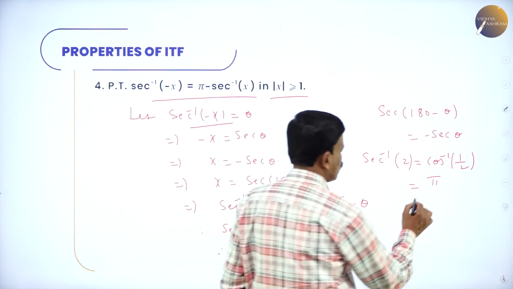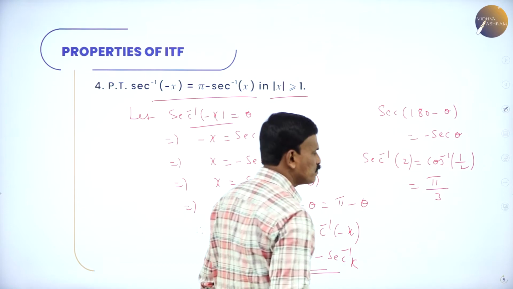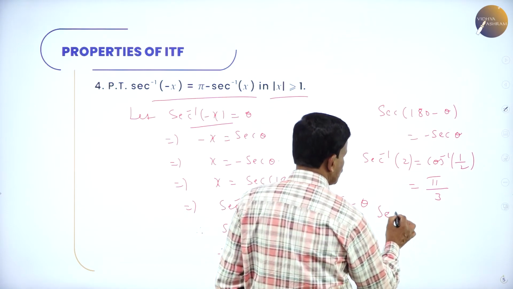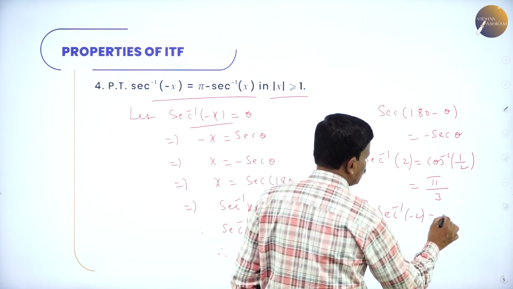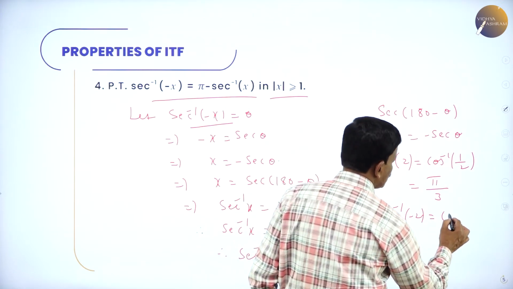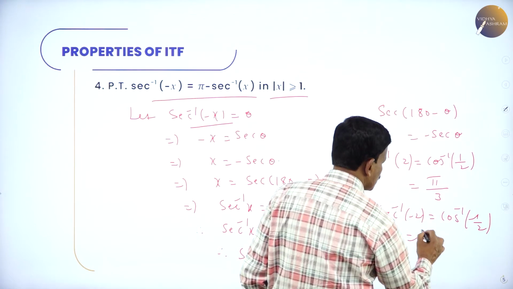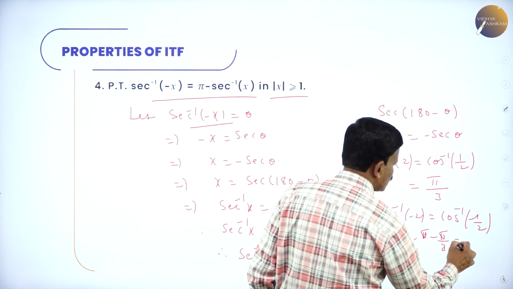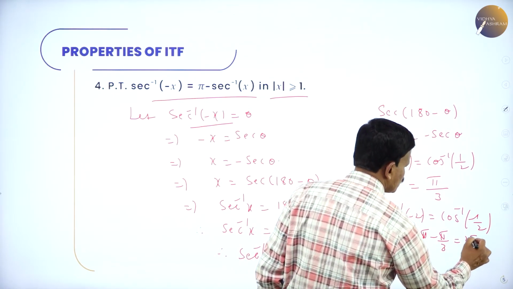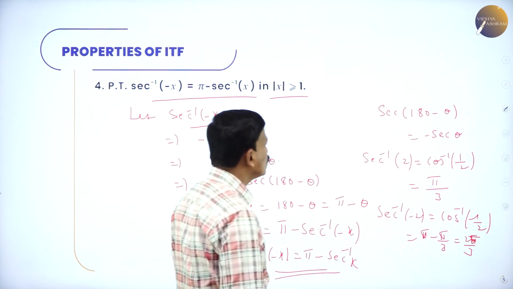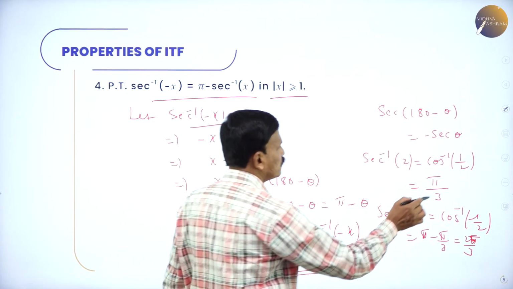Cos 60 is equal to 1 by 2. This can be written as pi by 3. Suppose it is secant inverse of minus 2, then this can be written as cos inverse of minus 1 by 2. This is nothing but pi minus pi by 3, which is 2 pi by 3.